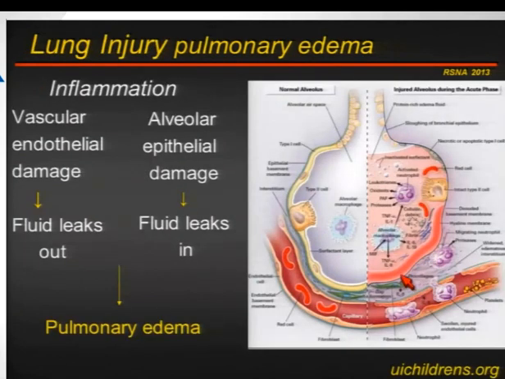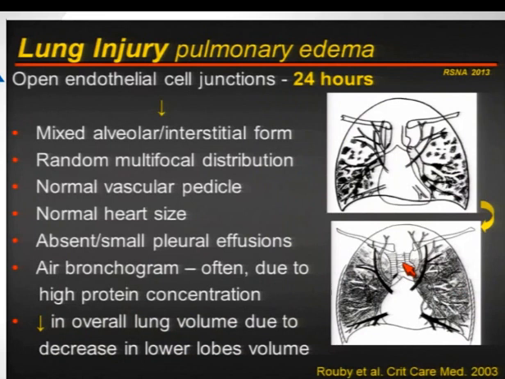The last type of pulmonary edema is lung injury pulmonary edema, where eventually inflammation causes vascular endothelial damage and alveolar epithelial damage. And then the fluid leaks easily out from the vasculature and leaks easily into the alveoli, causing eventually pulmonary edema. Usually, the endothelial tight junction damage, or the actual pathology, precedes the radiographic changes by at least 24 hours.